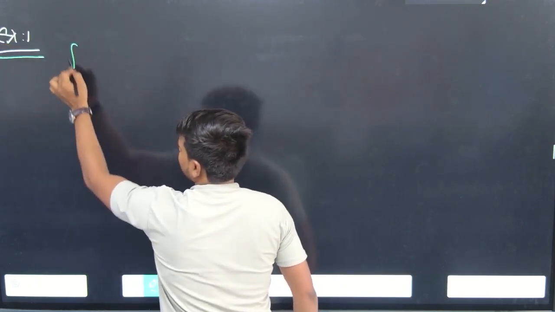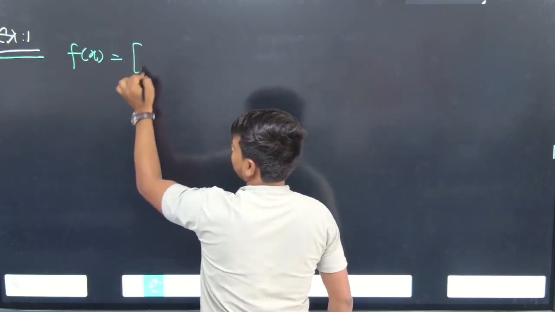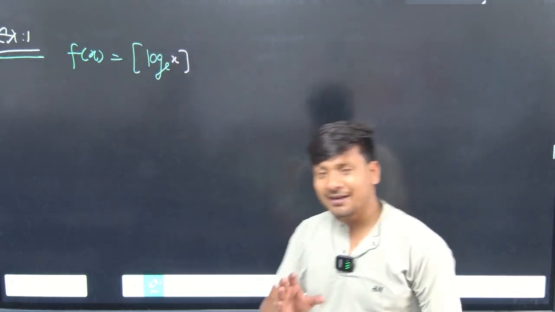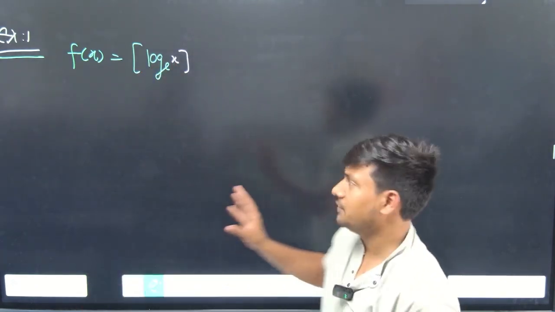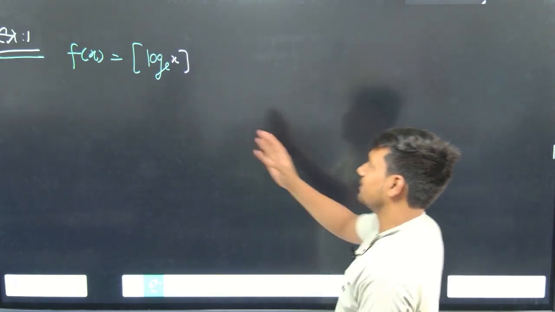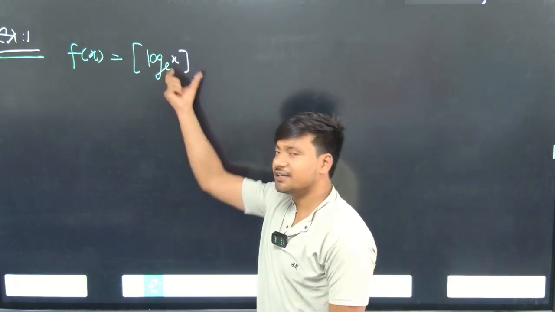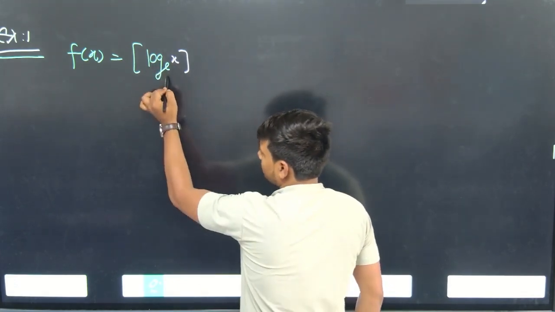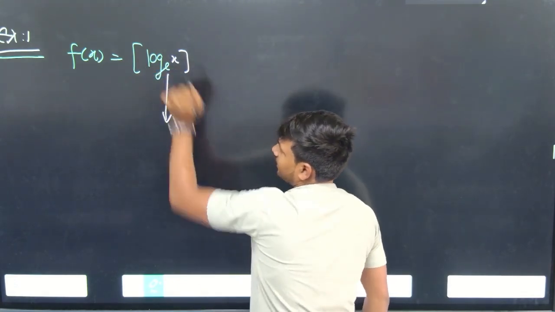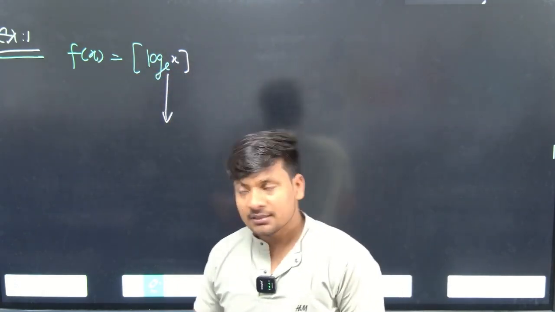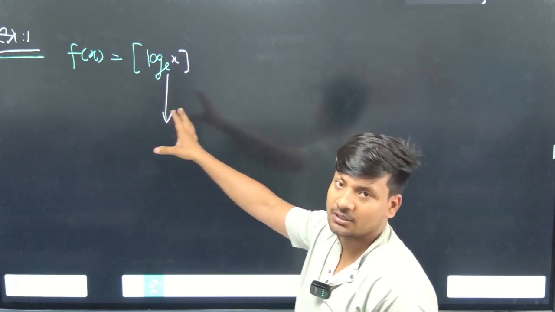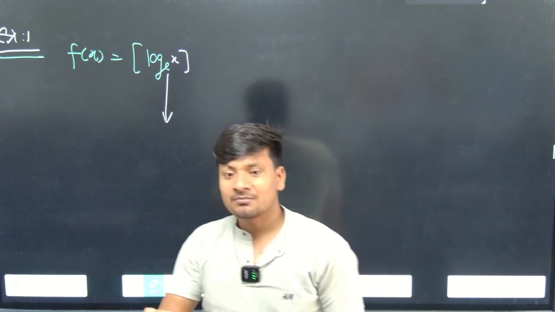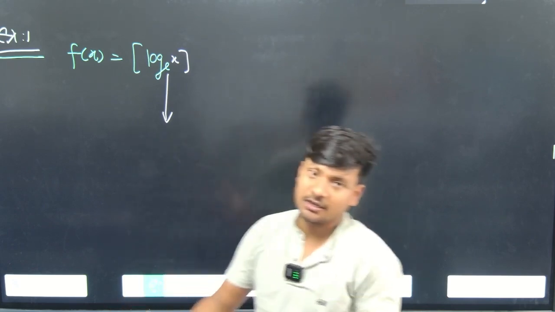Suppose we have a function like f(x) equal to greatest integer of log x. Now we want to find the points where this function is not continuous. Log x is the function which is under the greatest integer. Now we know that if this quantity under the bracket is an integer, then the function will be discontinuous. Whenever log x gives an integer, the function will be discontinuous.